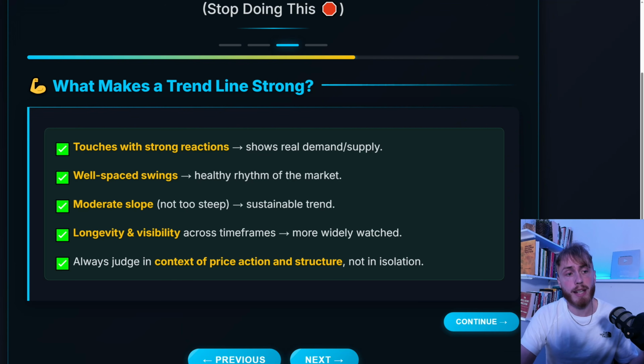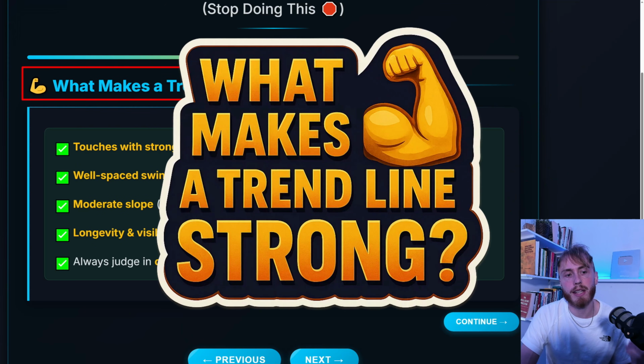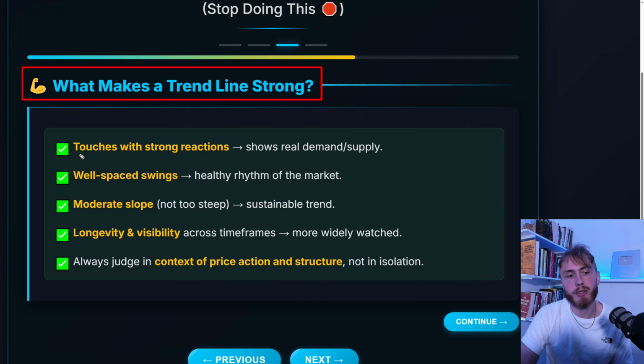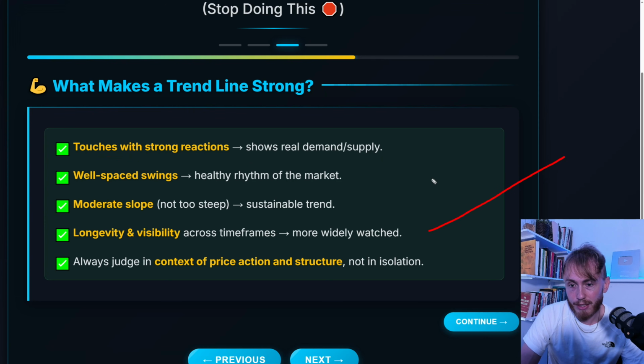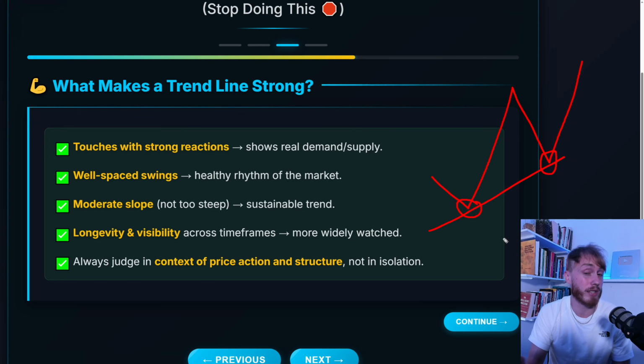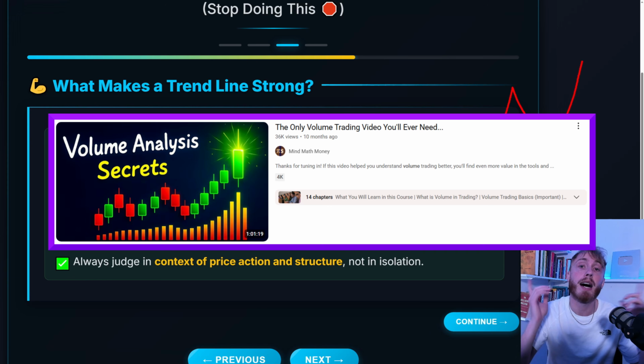But right, so now let's take a look at what actually makes a trend line strong. The first point here is that we want touches with strong reactions. This shows that we actually have some real demand or supply at the level. So if we have an upward sloping trend line right here, we want the touches of this trend line to preferably be strong. Another sign you can look out for is that on these touches, it's a good sign if we see volume coming in. Volume is a very important indicator that you can combine with most concepts. And I do have a full course on volume analysis. I'll make sure to link that course up in the video card as well.